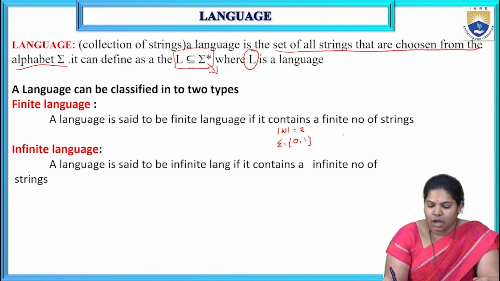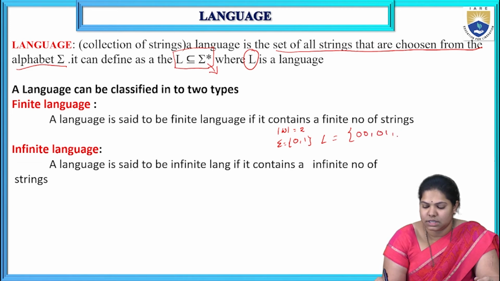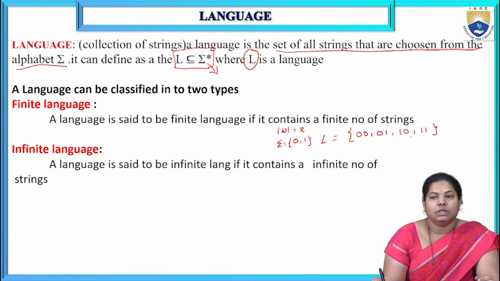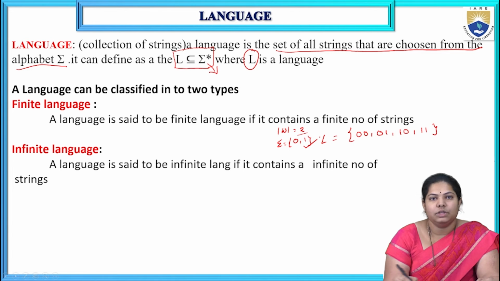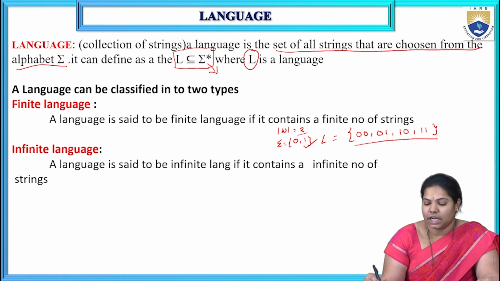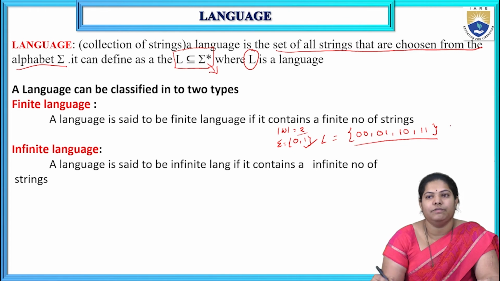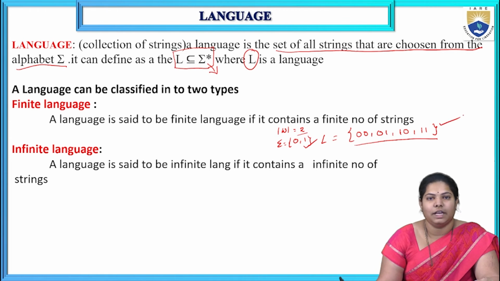So by using this, what finite language can I derive? The possible outcomes of strings are 0 0, 0 1, 1 0 and 1 1. These are all the possible outcomes derived from string length equal to 2 over the input symbols 0 and 1. So I have derived a finite number of strings, only 4 strings in my language. This sort of language we call a finite language.